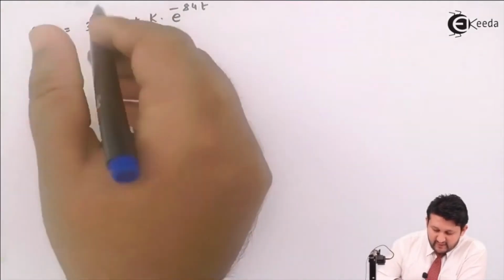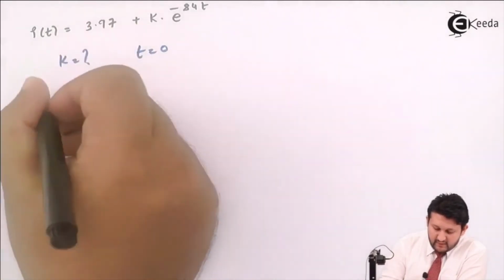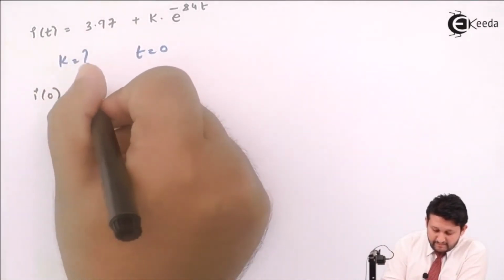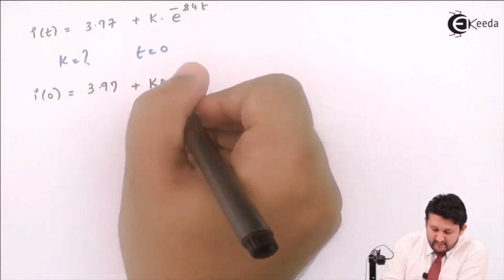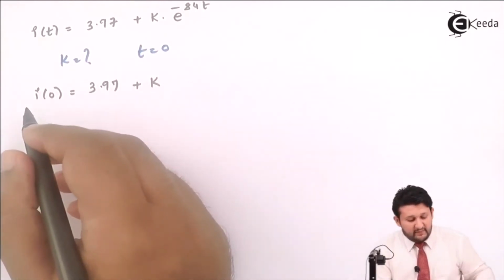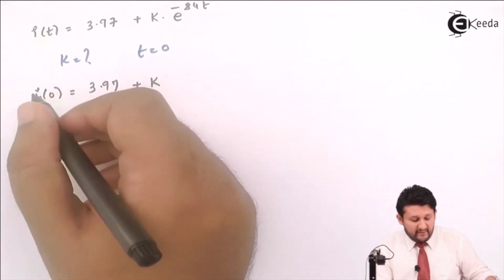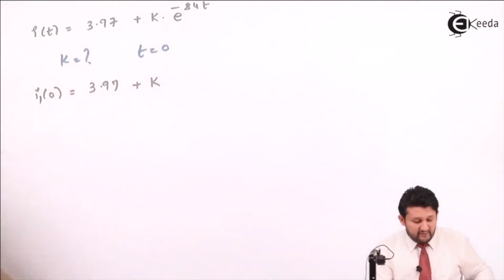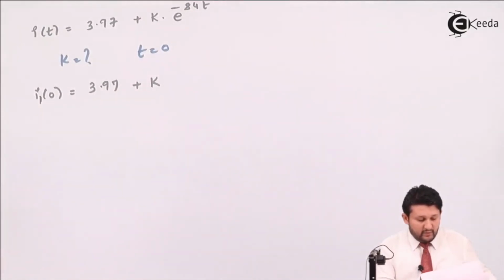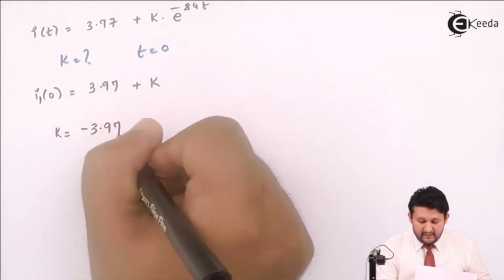Now I need to find the value for k. If I need to find the value for k, I need to put t equal to 0. So I of 0 equal to 3.97 plus k, anything raised to 0 is 1. So put the value for I of 0 in the above equation. If you observe carefully, the I of 0 is nothing but your I1. The value for I1 of 0 you got from the t equal to 0 plus condition. In t equal to 0 plus condition, the value for I1 is nothing but equal to 0. So your k will be equal to minus 3.97.